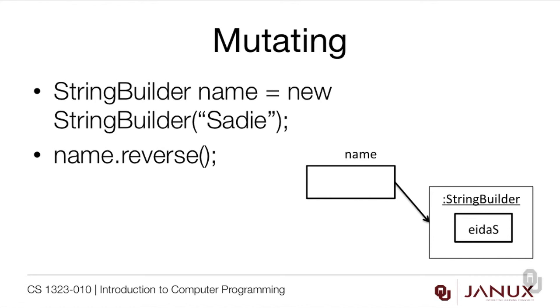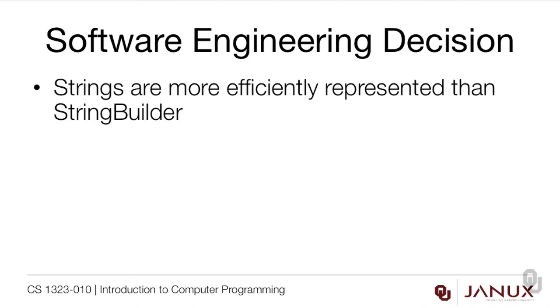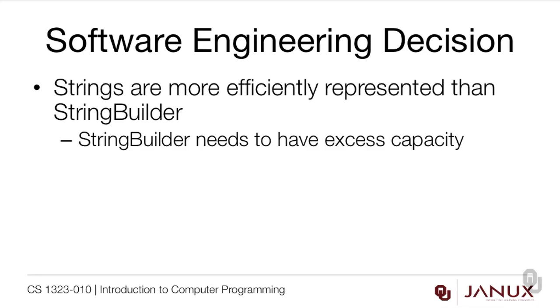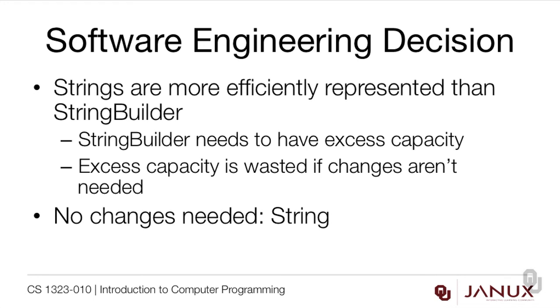So this is a very different mechanism than what we've seen in the string class. And all of this has to do with whether the objects are mutable or immutable. Now what this means is inside every program we have some really tough software engineering decisions. Strings are more efficiently represented than StringBuilders. Now the reason is the StringBuilder needs to have some excess capacity, so if you make changes, it can respond to them. Excess capacity is wasted if changes aren't needed.